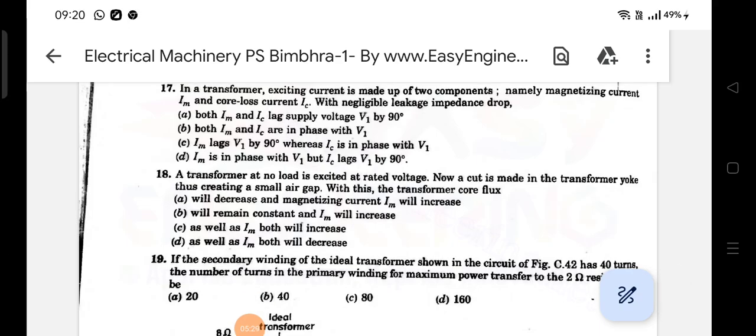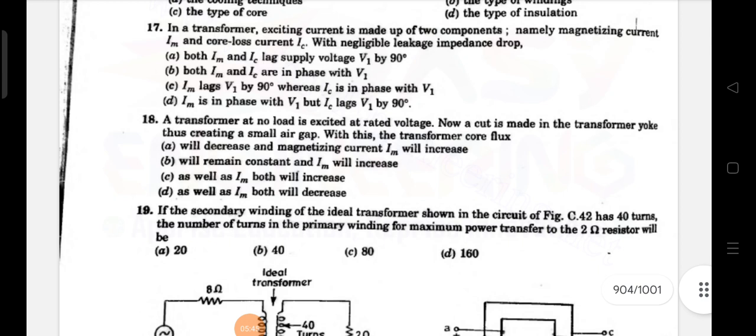Okay, now see here, a transformer doesn't have an air gap, whereas an induction motor has some air gap in the core. Because of that, the no load current of an induction motor is very high. In a transformer, no load current is around 2 to 6% only. In an induction motor, it is 30 to 40%. That means the 18th answer is B.